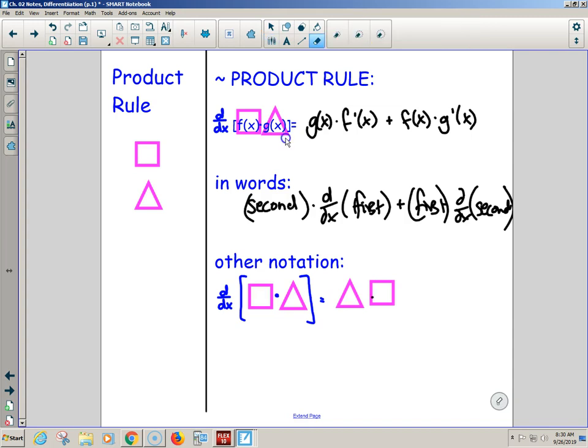Triangle. Hold on. Not like Mr. Shea. I need to plug in this time. Get that at the board.